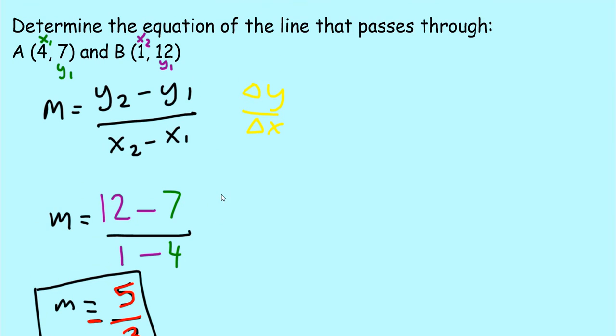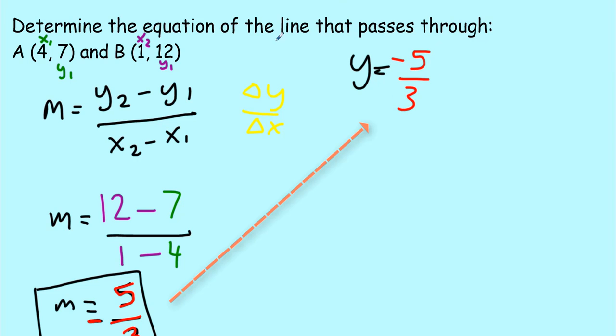I can plug it into the y equals mx plus b formula. So y equals m, and I know my m value is negative 5 over 3 now, x plus some value of b. Any of these two coordinates would work for y and x. You can choose whichever one you want. It doesn't matter because these 2 points are on the line if we were to graph it. So your y-intercept would be the same. So I'm just going to use the a value as my y and my x.